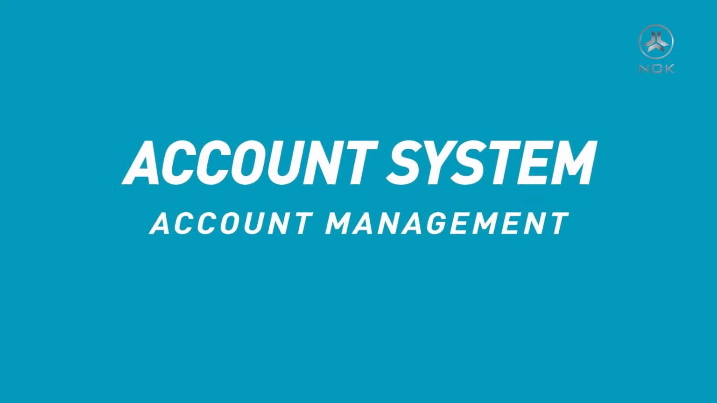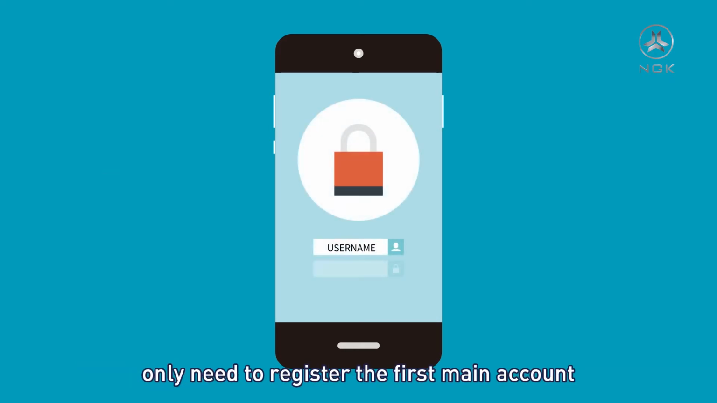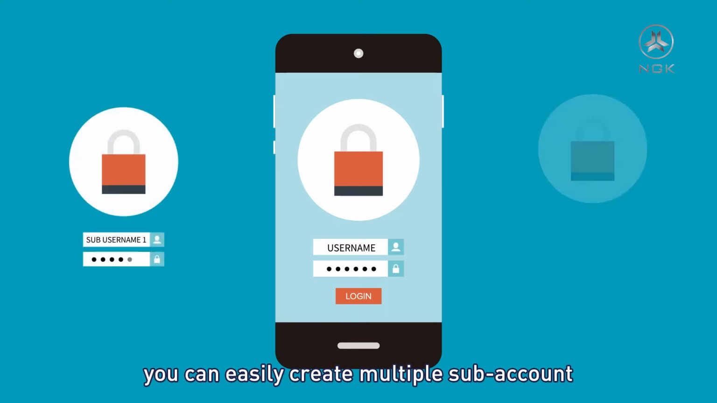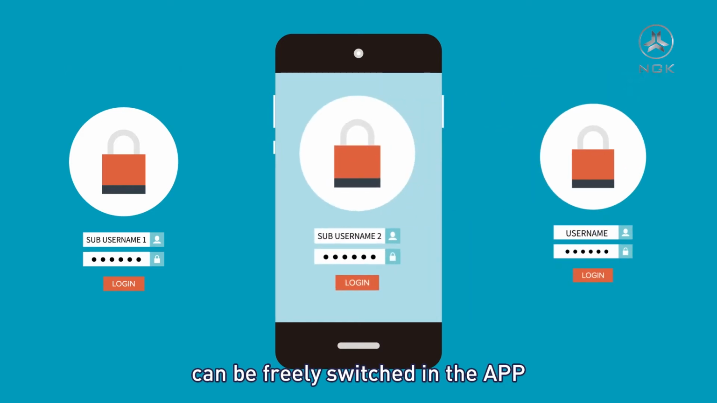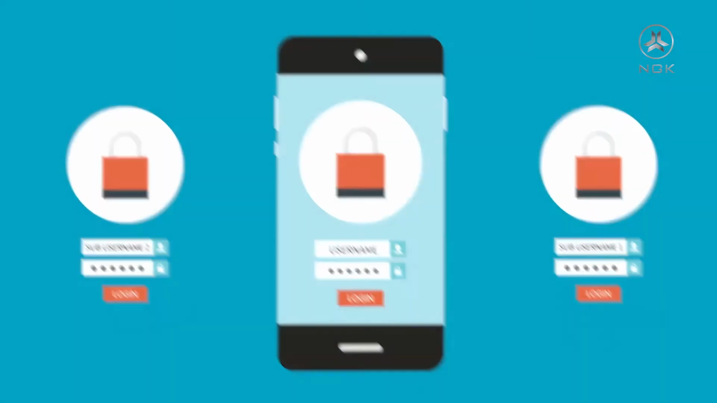2. Account management. The NGK platform adopts a multi-account management mode. You only need to register the first main account through mailbox and mobile phone number. You can easily create multiple sub-accounts and bind them. The main account and sub-accounts can be freely switched in the app. A mobile phone easily handles multiple accounts, easy to manage.